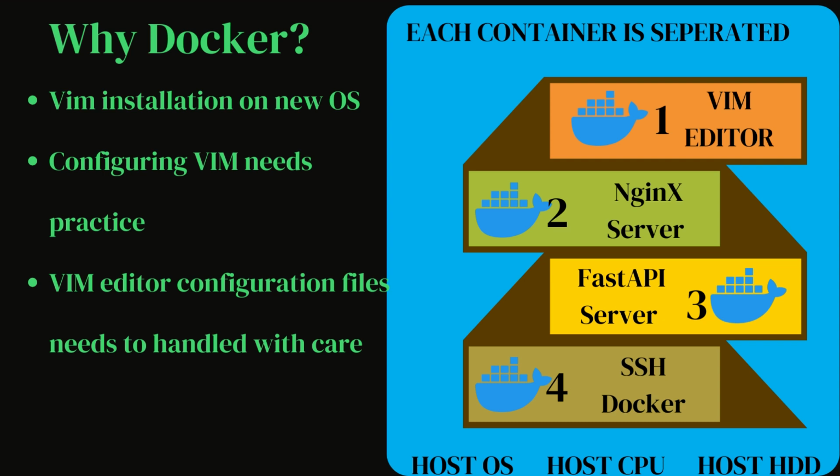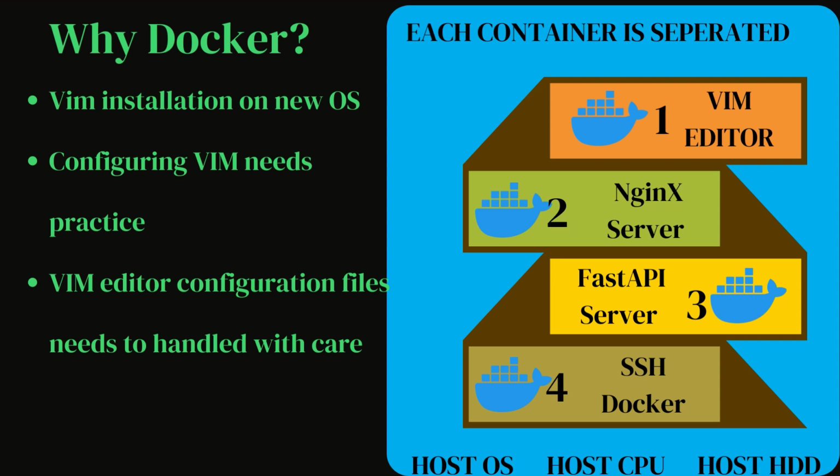Assume that the operating system that you see in the blue color here is your home. Inside your home you have lots of containers. In one container you have the Vim editor, in another container you have the Nginx server, in another container you have the FastAPI server and SSH Docker. Like this you have. None of these containers can talk with each other without properly using a network. These are all properly separated containers, and all these containers can speak with the host OS, host CPU and host HDD, but all are separate.